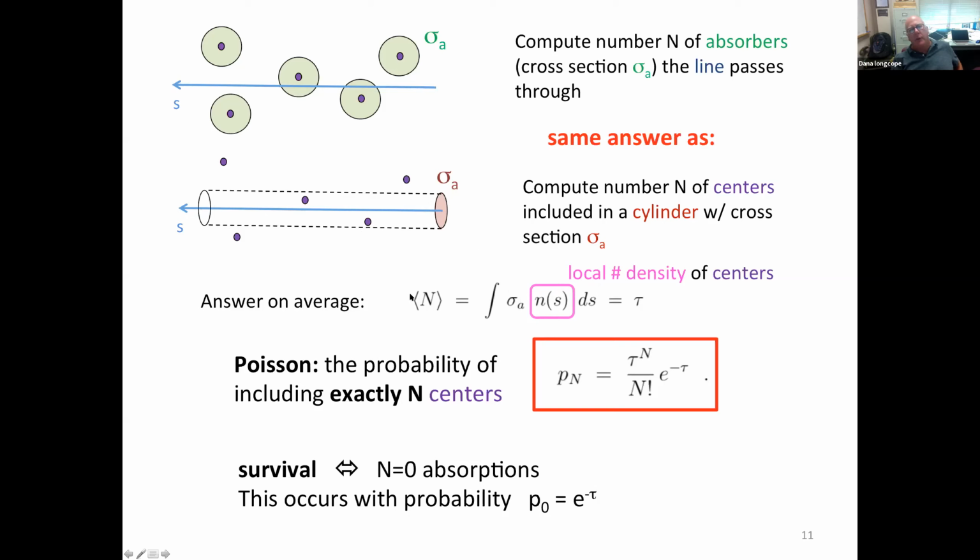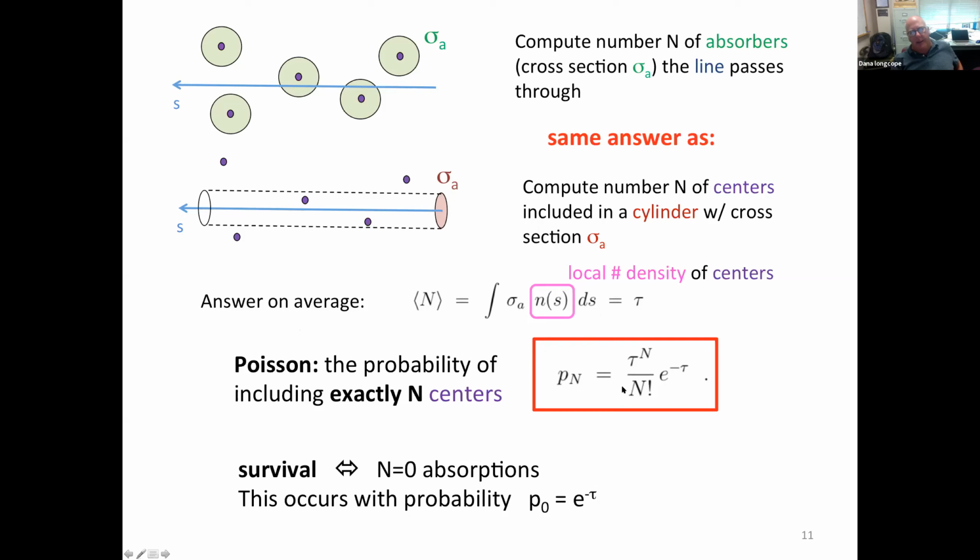Actually, what this gives you is the average number. Okay, because the density is kind of an average, right? It might vary along the path, but it's telling you on average how many points are in a given volume. Then what you have to do is take this average number, which we'll call tau, and say, now for a given cylinder, what is the probability of having exactly n points in it?